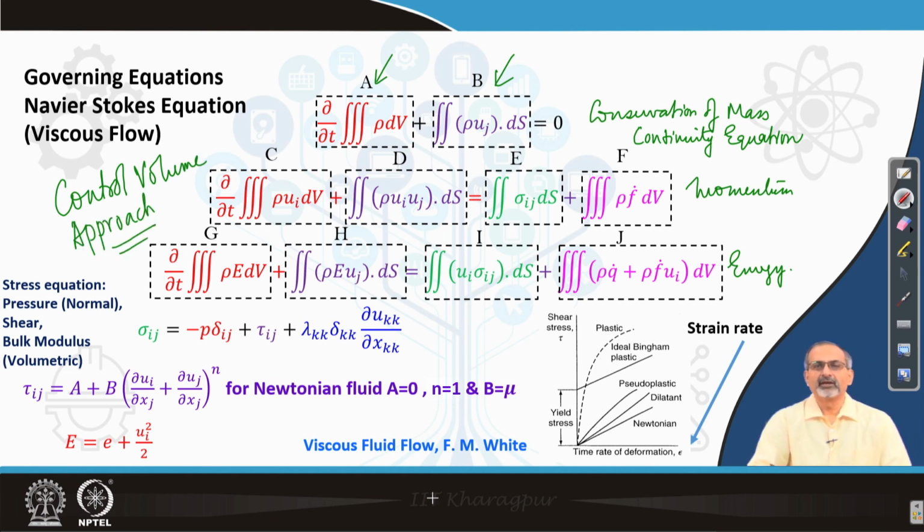If we were to look at an infinitesimal fluid element, that means we were practically talking about the conservation equations as they apply at a point, then you would have differential forms of these equations.